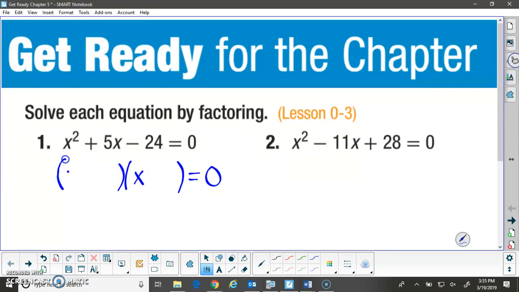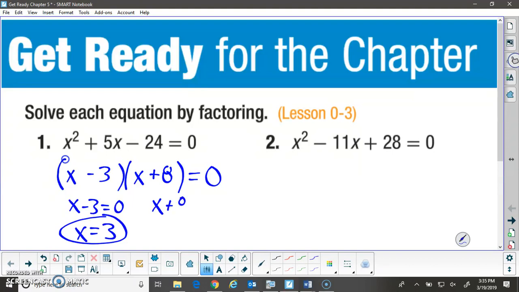Number one is just what I call basic factoring. Set up two binomials, and the two numbers that multiply to give you negative 24 would be positive 8 and negative 3. So then solving this, we'd set x minus 3 equal to 0 and get 3. We would set x plus 8 equal to 0 and get negative 8. So there's your two solutions on number one.